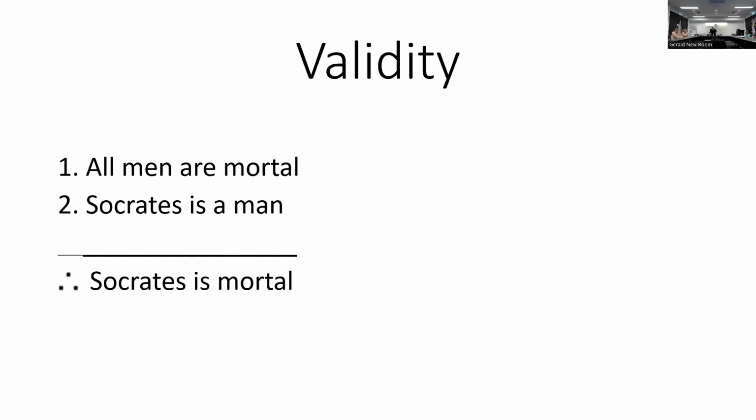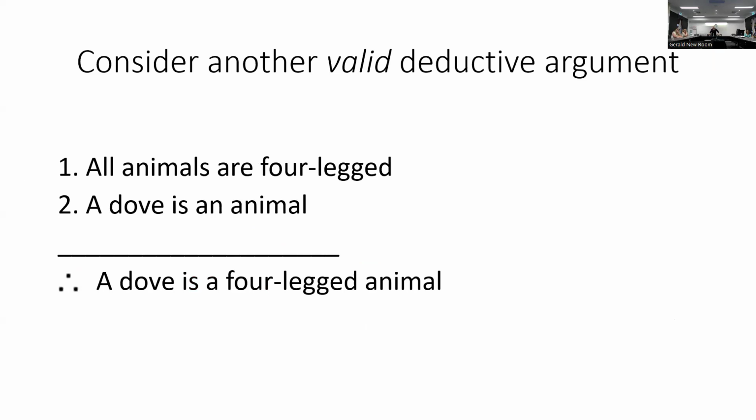So once again, let's go back to: all men are mortal, Socrates is a man, Socrates is mortal. Valid or invalid? Valid. So this is validity. Now think about another valid deductive argument. All animals are four-legged. A dove is an animal. A dove is a four-legged animal. Valid. Of course it's valid. It's valid because of the form, even though the premise is not true.